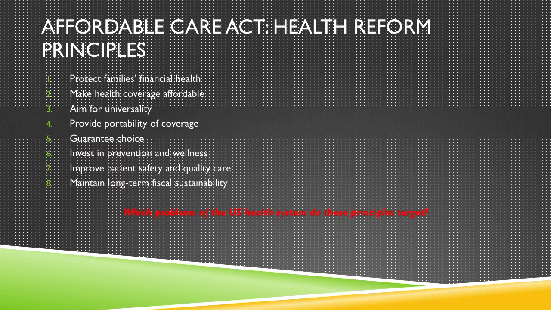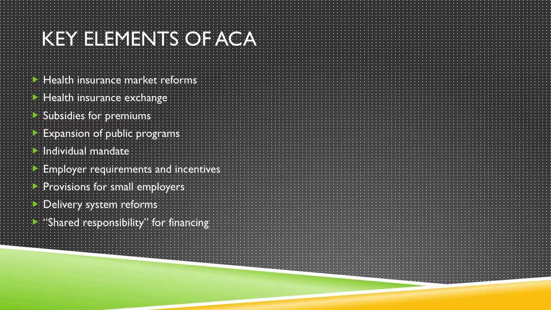Which problems of the U.S. health system do these principles target? Reviewing the key elements of the ACA that you consider for the scenarios of the conferencing exercise, we start with a health insurance marketplace and reforms, health insurance exchange, subsidies for premiums, expansion of public programs, the individual mandate, employer requirements and incentives, provisions for small employers, delivery system reforms, and shared responsibility for financing.